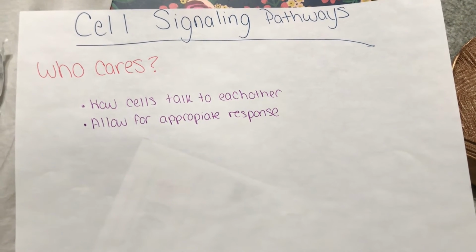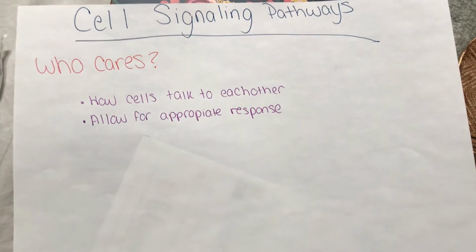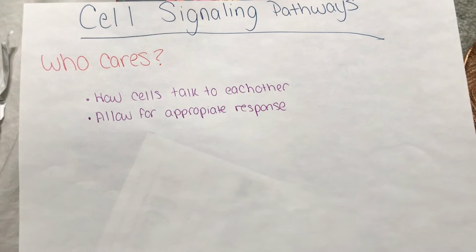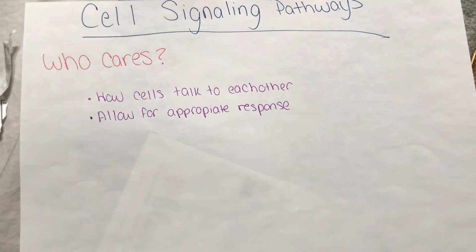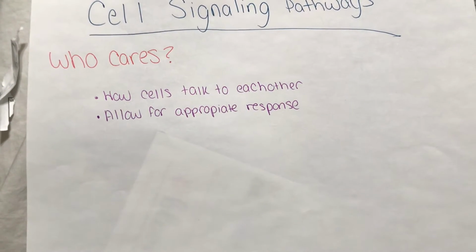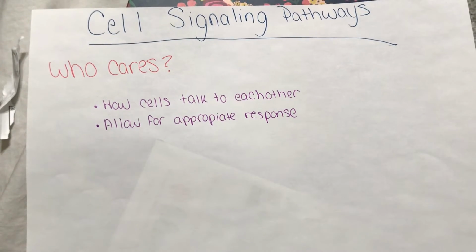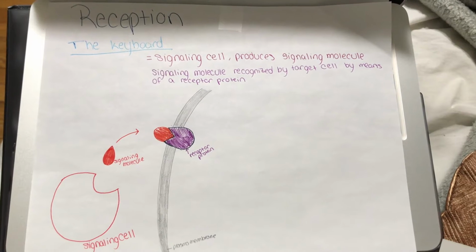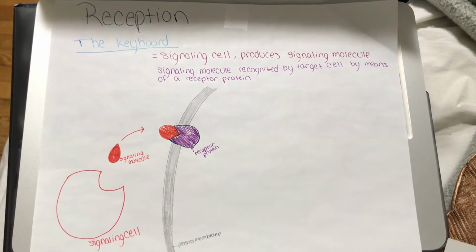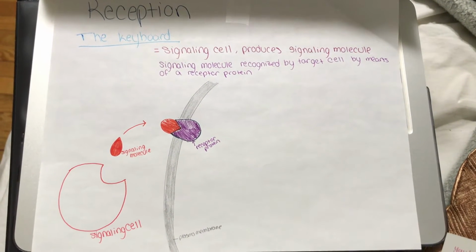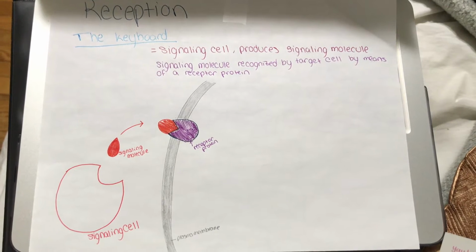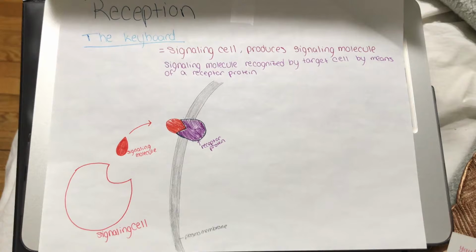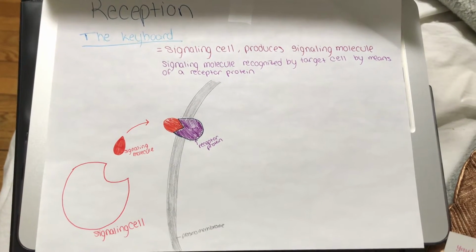Cell signaling pathways are how our cells talk to each other, and it allows for appropriate responses from our cells. There are three main components of cell signaling pathways: reception, transduction, and response. Reception can be thought about as a keyboard. The signaling cell produces a signaling molecule, and that signaling molecule is recognized by a target cell by a receptor protein, and it attaches to the receptor protein.